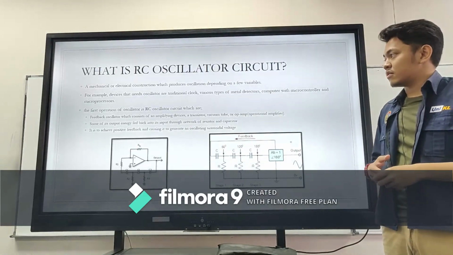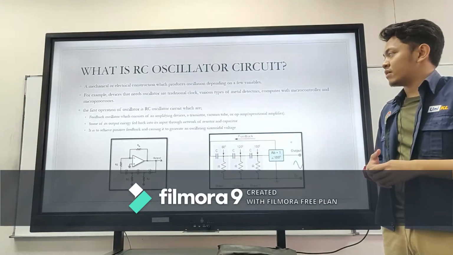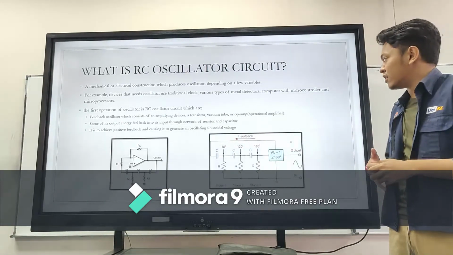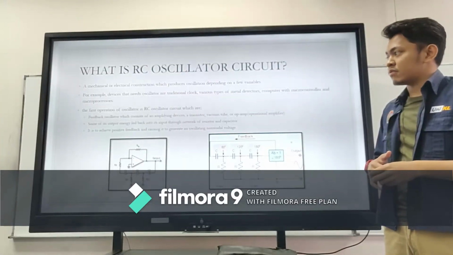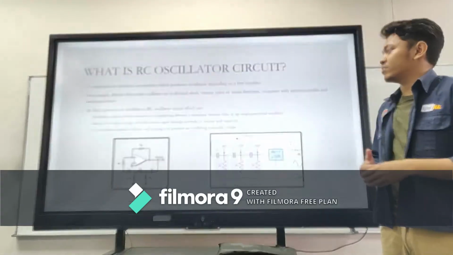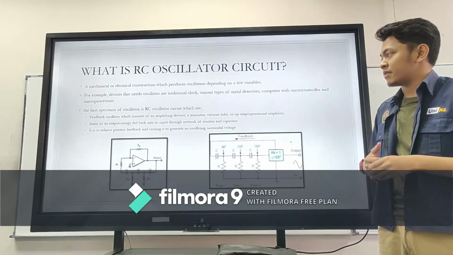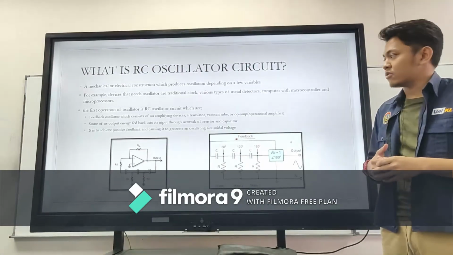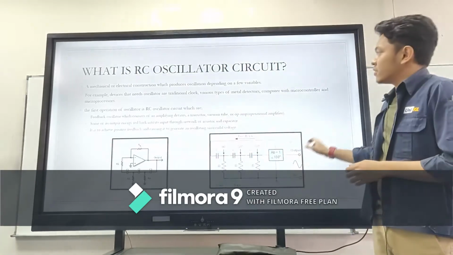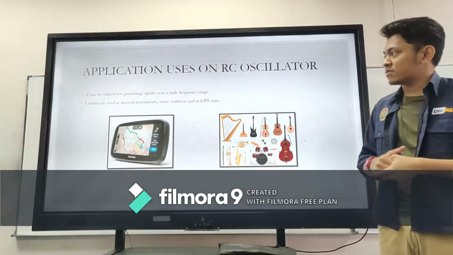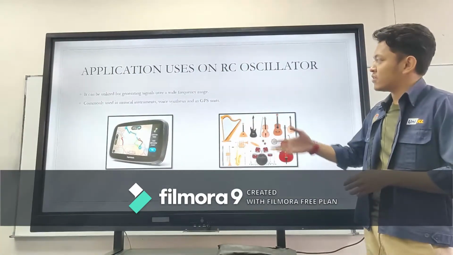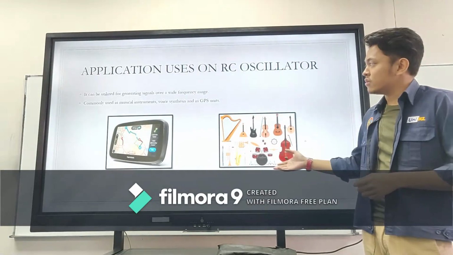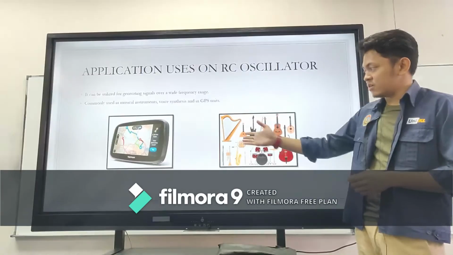An RC oscillator is a feedback oscillator which consists of an amplifying device, a transistor, vacuum tube or op-amp. Op-amp is short for operational amplifier. Some of its output energy is fed back into its input through a network of resistors and capacitors to achieve positive feedback, causing it to generate an oscillating sinusoidal voltage. It can be utilized for generating signals over a wide frequency range. It is commonly used in musical instruments, voice synthesis or in GPS units.